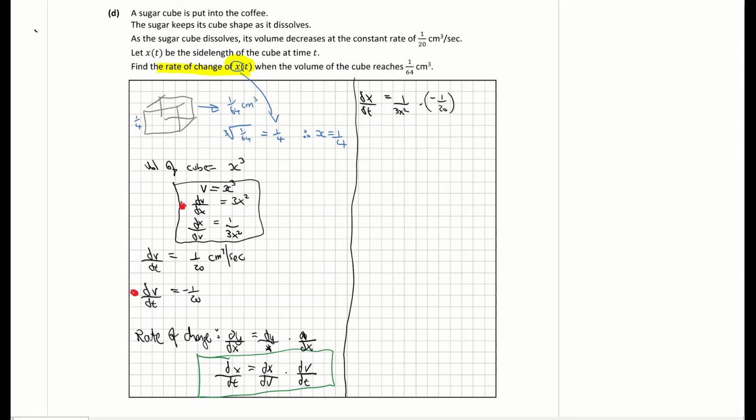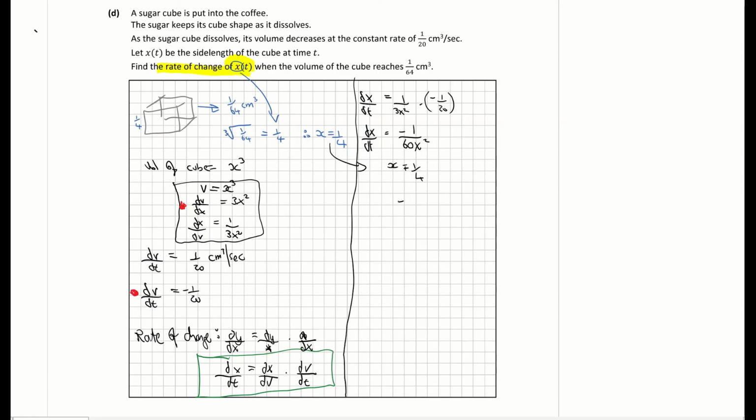Okay, when I multiply those two fractions together, 1 over 3x squared times minus 1 over 20, I get dx/dt is equal to minus 1 over 60x squared. And now I need to sub in my x. We know that x from the very start is 1/4. We solved that, or we found that, which is 1/4.